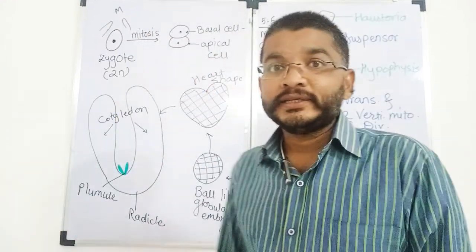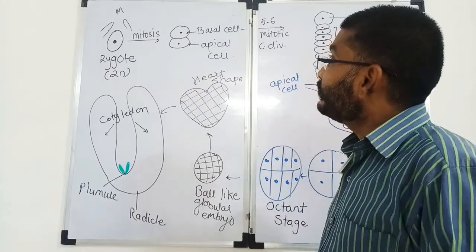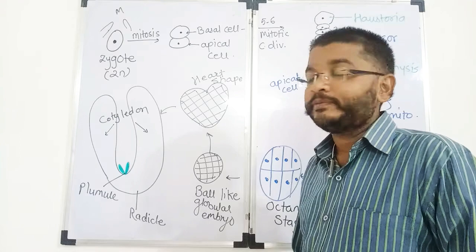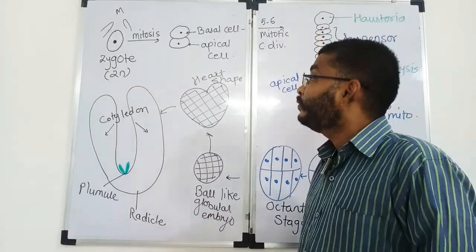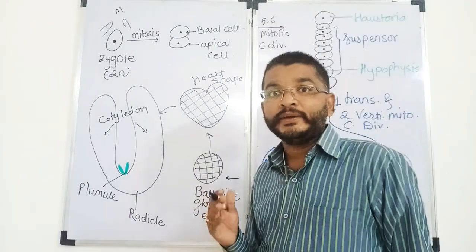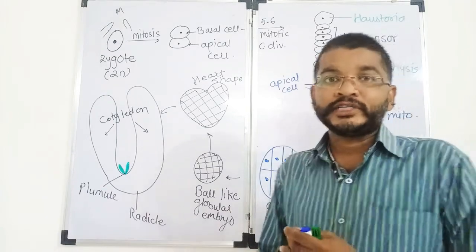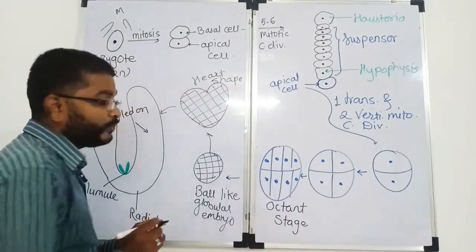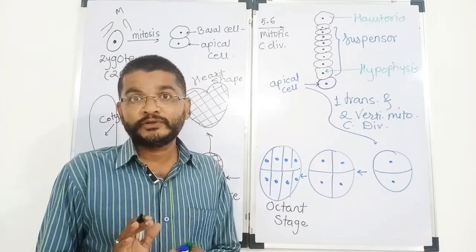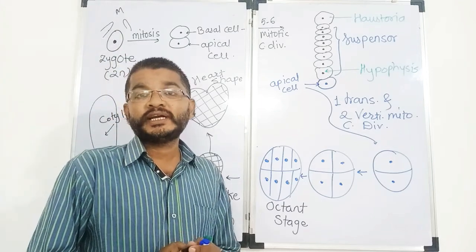So already in the previous part we have covered near about 80 to 85% of the chapter reproduction in lower and higher organisms. In today's lecture we are going to deal with embryogenesis. तो in this lecture हम क्या देखने वाले हैं? Embryogenesis क्या है? What is embryogenesis? The process of formation of embryo from a single diploid zygote inside the ovule is called embryogenesis.